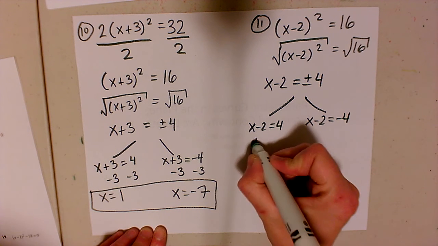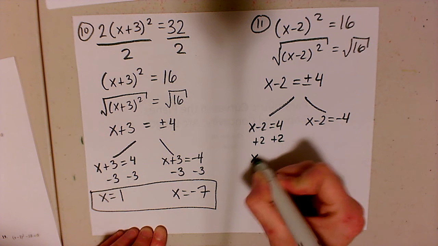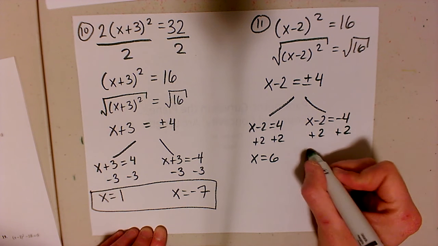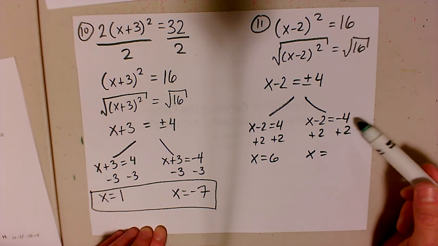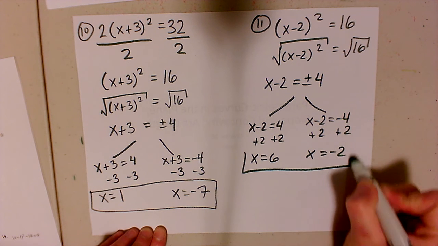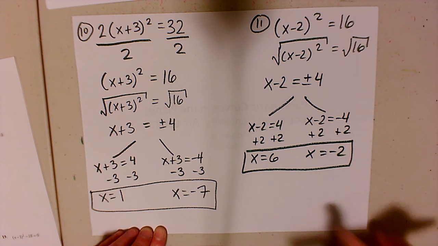So on the left, I can add 2, and so I'll get x is 6. Okay, I can do the same thing on the right, but in this case, now I'm doing negative 4 plus 2, which is a negative 2. So my two answers there are 6 and negative 2.